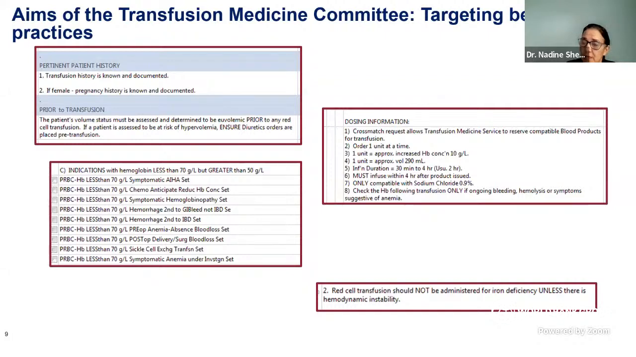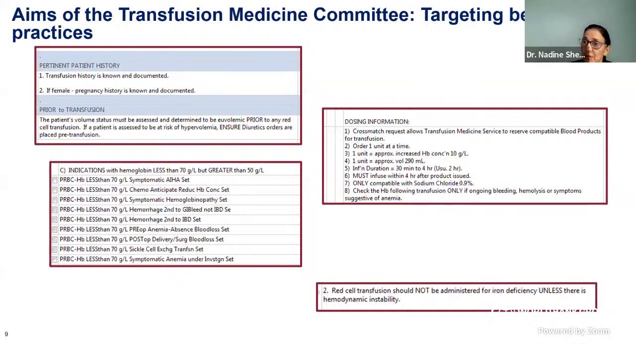Information about dosing, that each unit of red cells, for instance, has 290 mils as a volume. And if you're giving 2 units, that's approximately 600 mils. That's a lot of volume. Be prepared for it. That each unit will increase the hemoglobin concentration by 10 grams per liter, for instance, so that the individual who's ordering is aware of what they are going to be expecting from a unit and may not then prescribe the 2 units. As Manuel had also discussed, choosing wisely, transfuse 1 unit instead of 2 units.